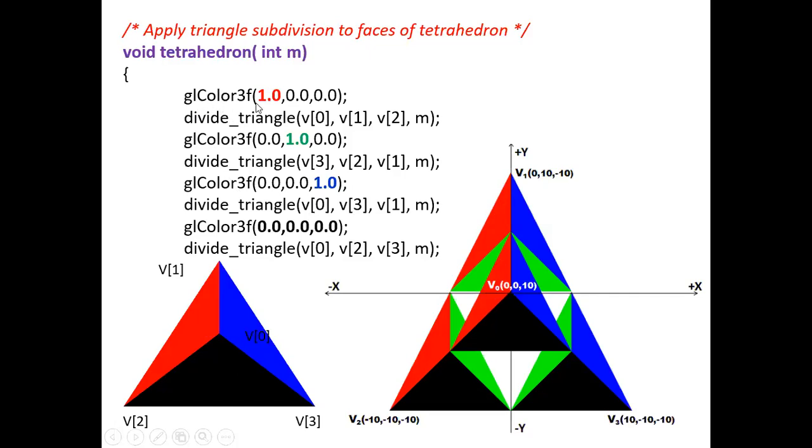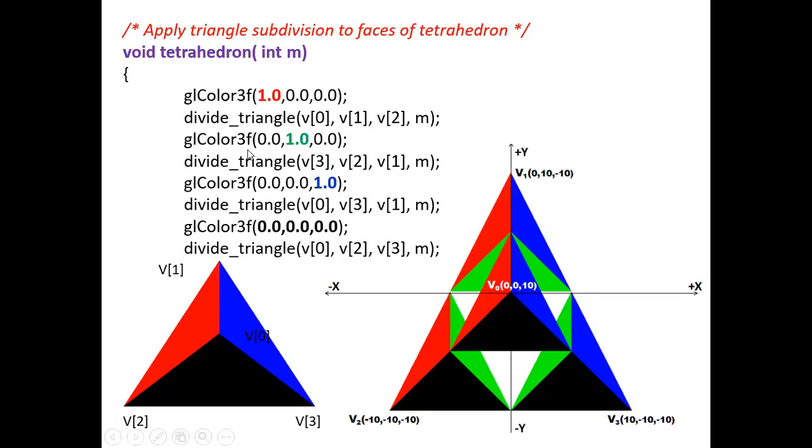So I'll be using the function glColor3f. Which color am I selecting? Red color. So glColor3f, red color, which is 1.0, 0.0, 0.0. These are RGB color values. If I write 1.0 here, that means I'm selecting the red color. Once you select the red color, you call your divide triangle function. The red color part is this particular part. What are the vertices we have? V of 0 is the first vertex, V of 1 is the second vertex, V of 2 is the third vertex. So V of 0, V of 1, V of 2, comma, M. M is the number of divisions.